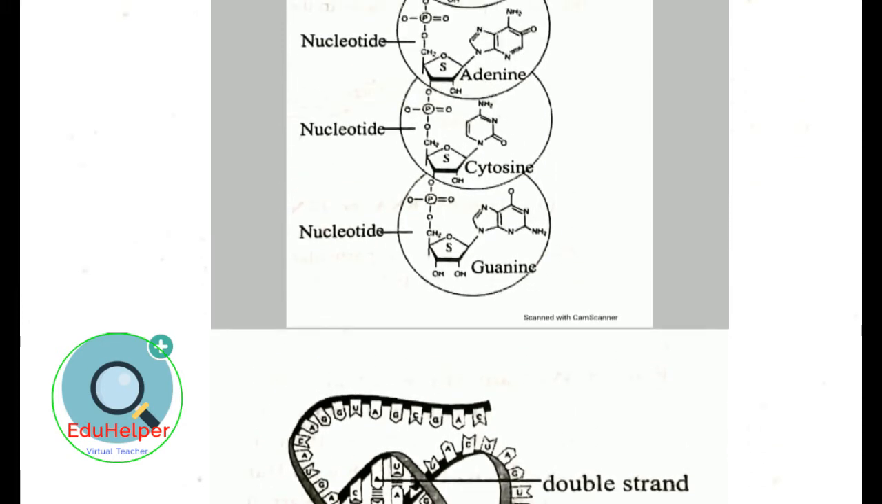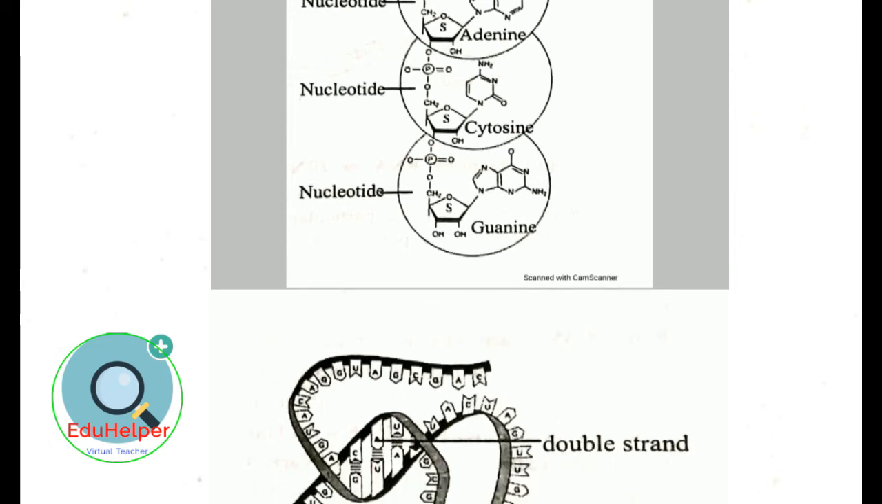There are 2 main types of RNA: genetic RNA or gRNA and non-genetic RNA. Non-genetic RNA are of 3 types: ribosomal RNA, in short rRNA; messenger RNA, in short mRNA; and transfer RNA, in short tRNA.